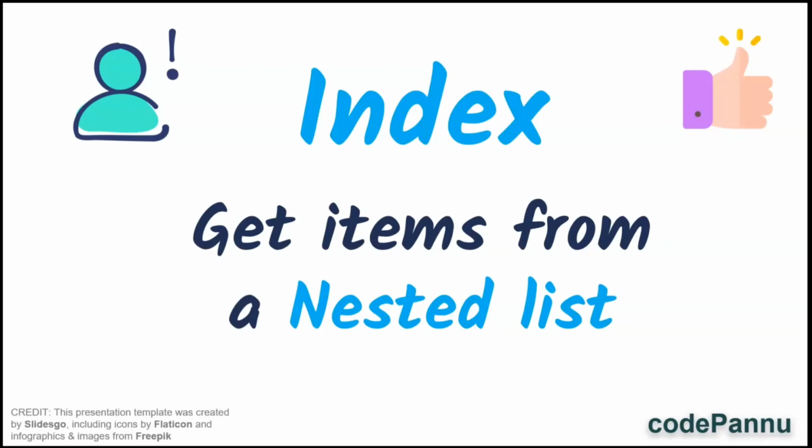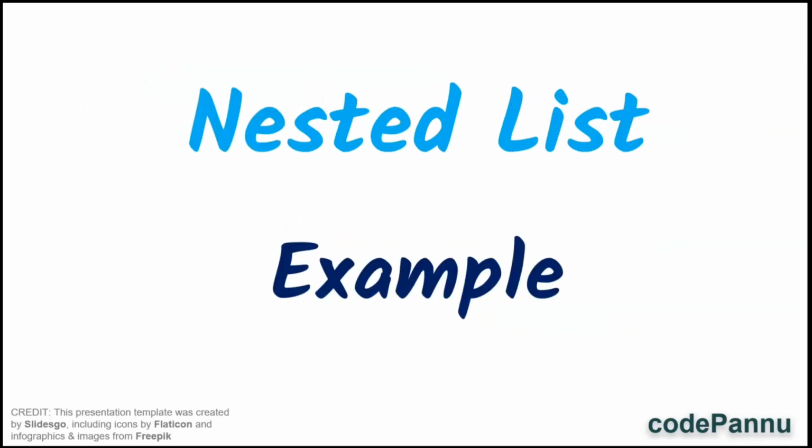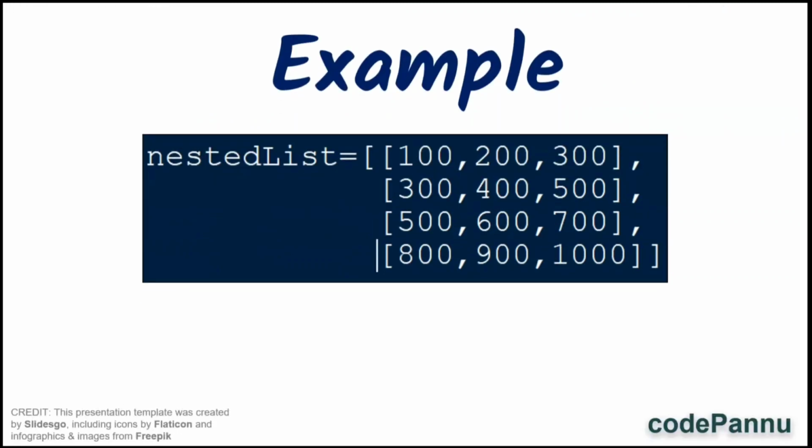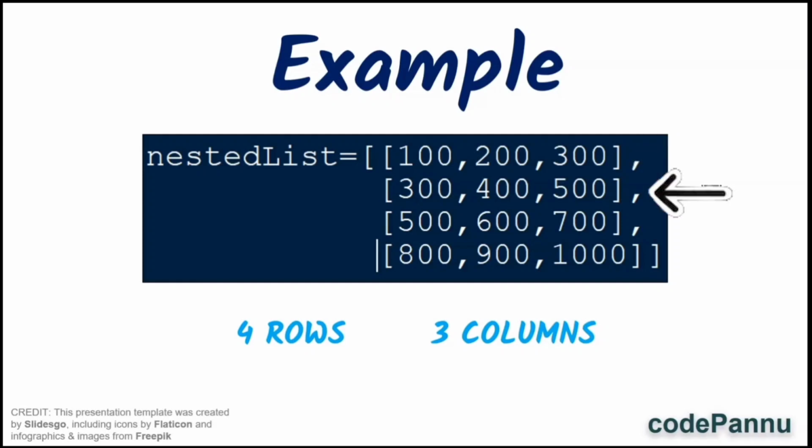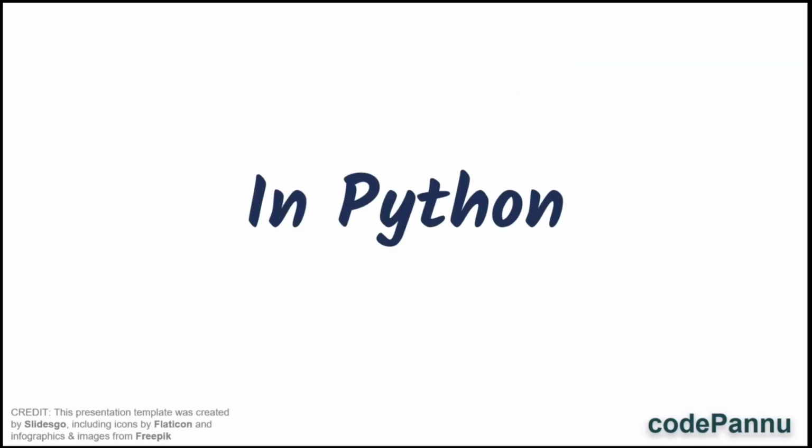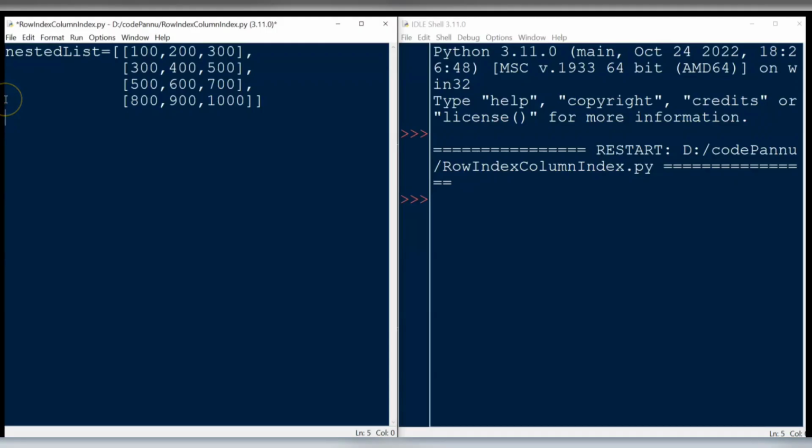Let us take an example for our nested list. In the above example, we have 4 rows and 3 columns. Because each list is a row inside the nested list, we have 4 lists here. Also, we have 3 columns because we know that the vertical lines are called columns. Let us go to Python and write the code to get the first item 100 from our nested list.